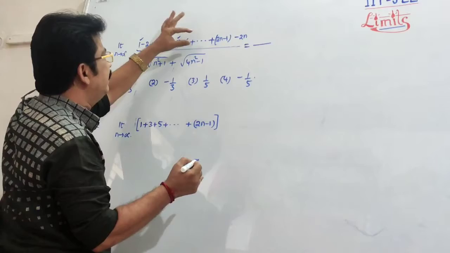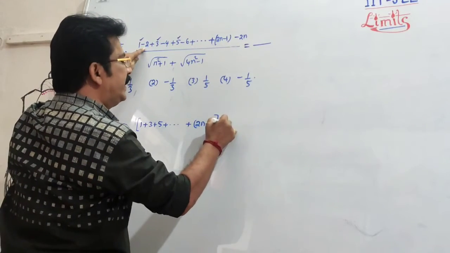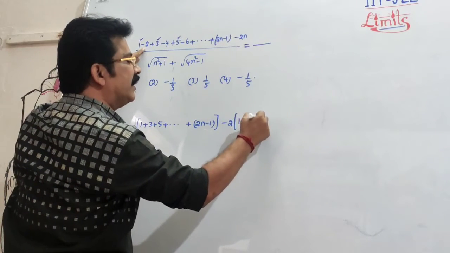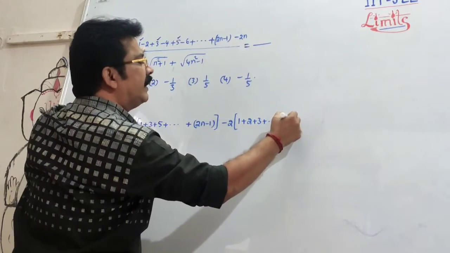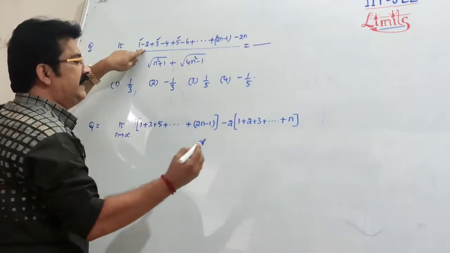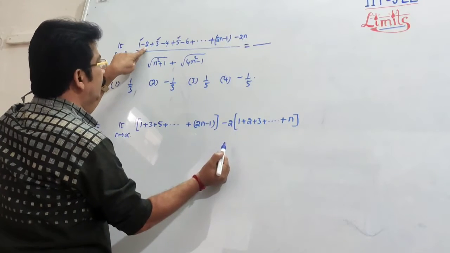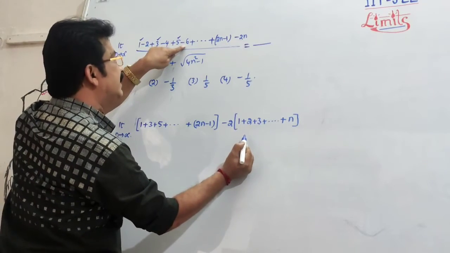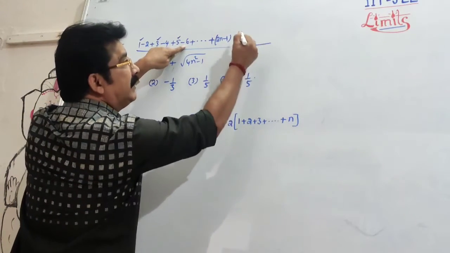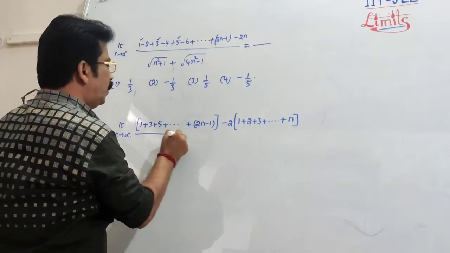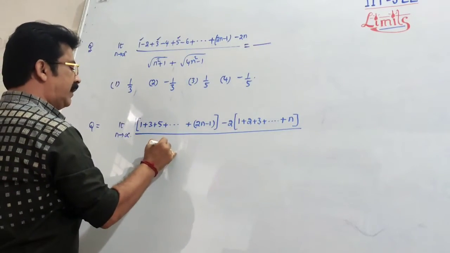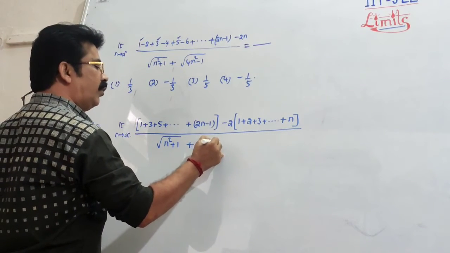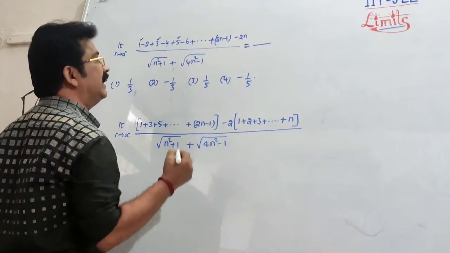Out of these even numbers, 2 will be the common factor. So we can take minus 2 into (1 plus 2 plus 3 plus and so on plus n). You can verify that minus 2 into 1 is minus 2, minus 2 into 2 is minus 4, minus 2 into 3 is minus 6, like that, minus 2 into n is minus 2n. All divided by square root of n square plus 1 plus root of 4n square minus 1.